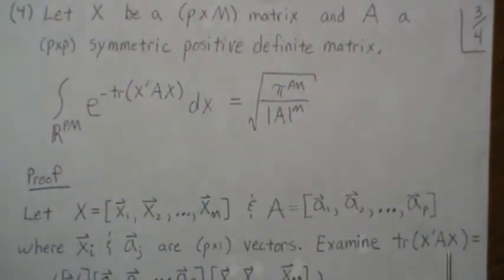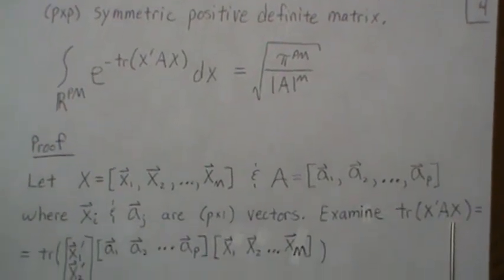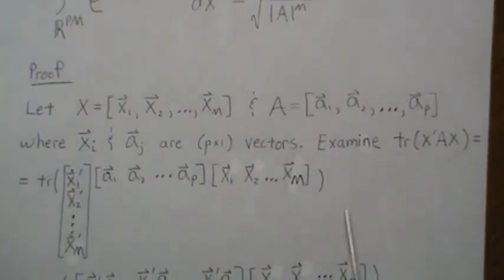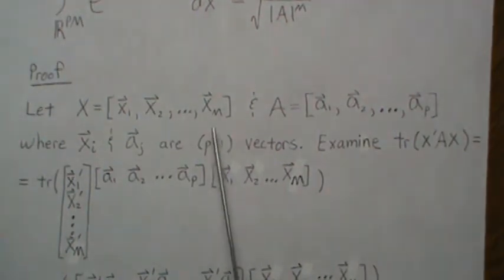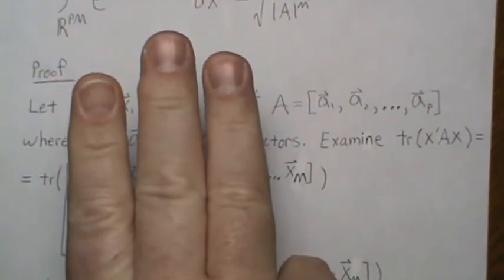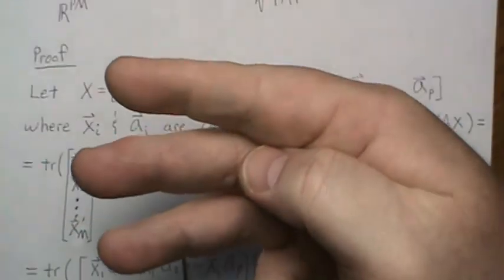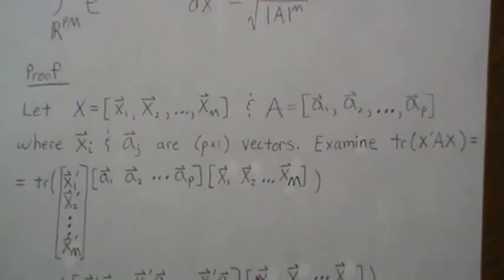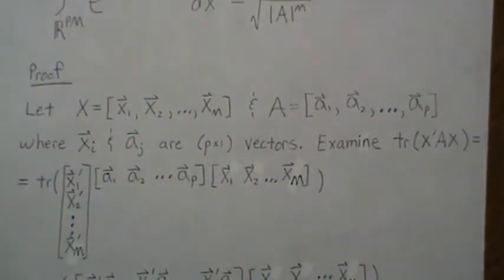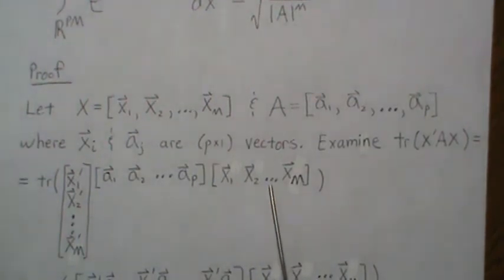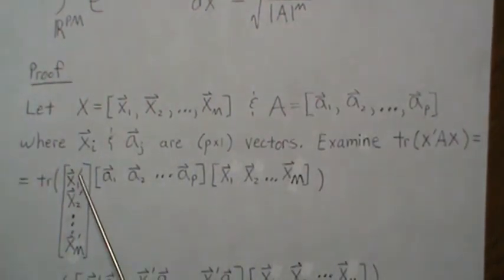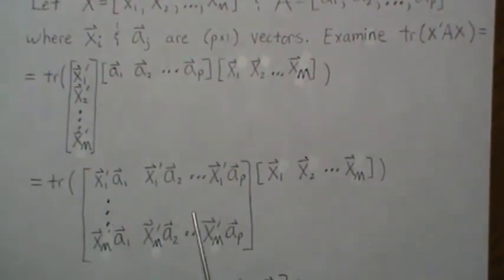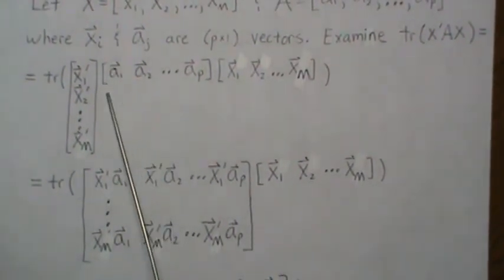Now we want to examine this trace. I'm going to write it out in some detail here. So this X transpose, we take this, which are columns going down, and we transpose it. So now these can be thought of as row vectors. And then of course A stays the same, and this X stays the same as that one. So now when we multiply this out, you take this piece times that, and then this times this, and you end up getting this matrix with this two matrix multiplication.